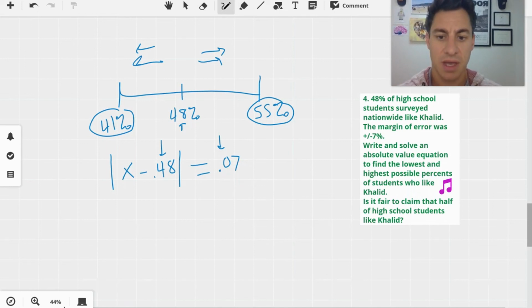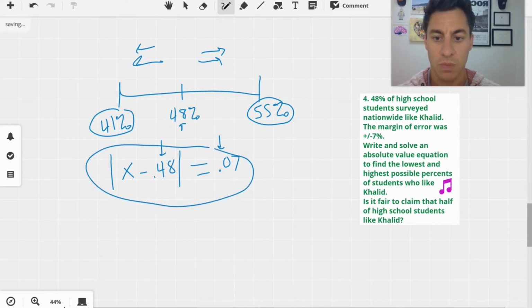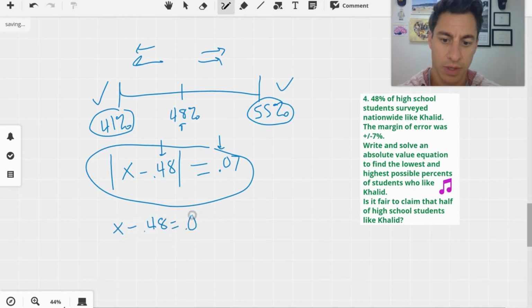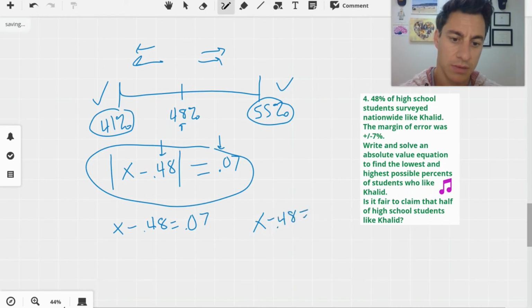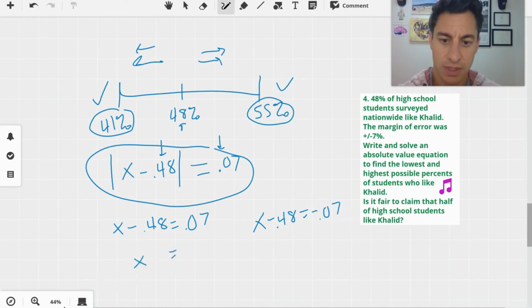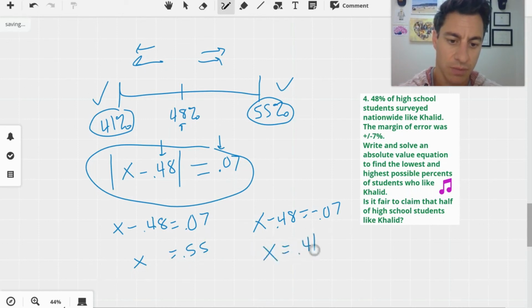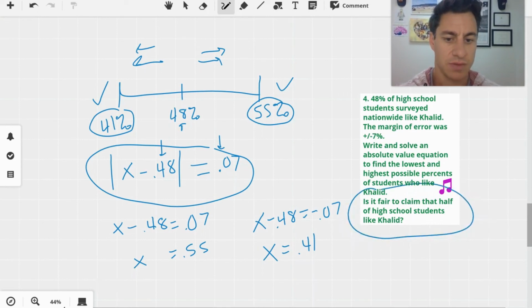Boom. If we solve this equation, we would get 41% and 55%. And watch: X minus 0.48 could equal 0.07. X minus 0.48 could equal negative 0.07. We add 0.48 to the other side, we get 0.55. We add 0.48 to the other side, we get 0.41. Boom, just solved it. Is it fair to claim that half of high school students like Khalid? Yes, because half, 50%, falls in this window.